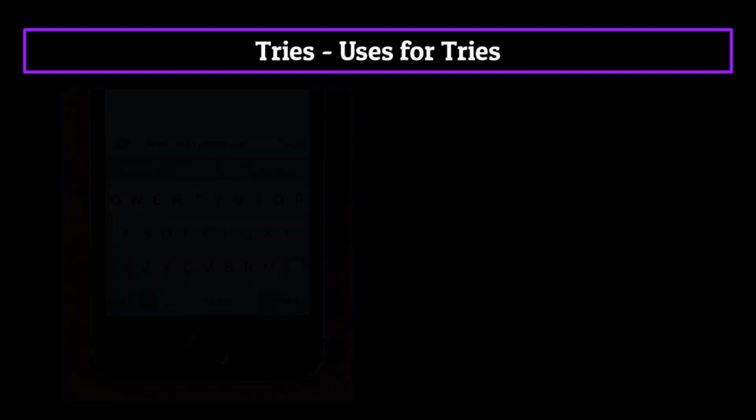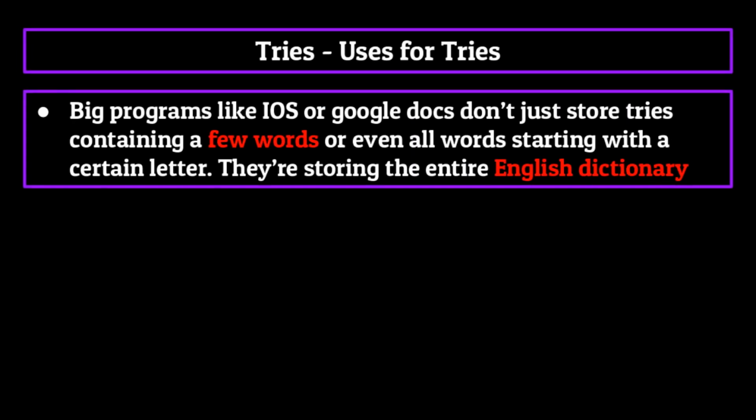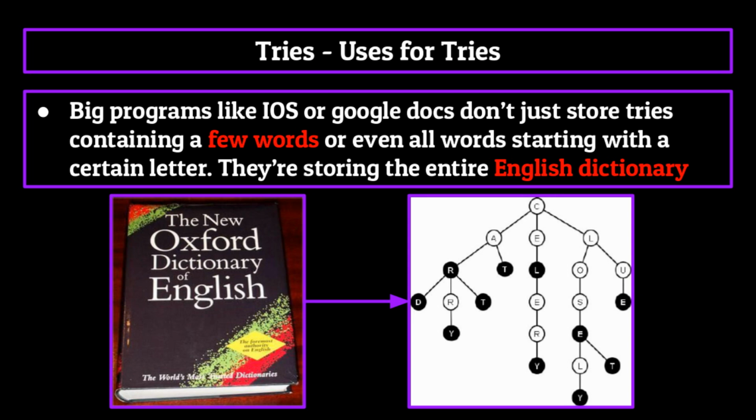Okay, so now it's time to talk about the general use cases of a trie. If you remember back to the beginning of this segment, I said that the use cases for a trie were limited but extremely effective, and now we're going to talk about what that statement means. Now, have you ever used the autocomplete feature on your iPhone or spell check on a Google Doc? Because if so, you have already experienced the overwhelming power of tries, as they are used for both of these extremely useful features. This mainly has to do with the fact that for big programs like iOS or Google Docs, they're not just storing a trie containing a few words or even all the words starting with a certain letter like we tried to replicate. They're storing the entire English dictionary. Storing the entire dictionary in a trie seems like a tall task, but it can and has been done.